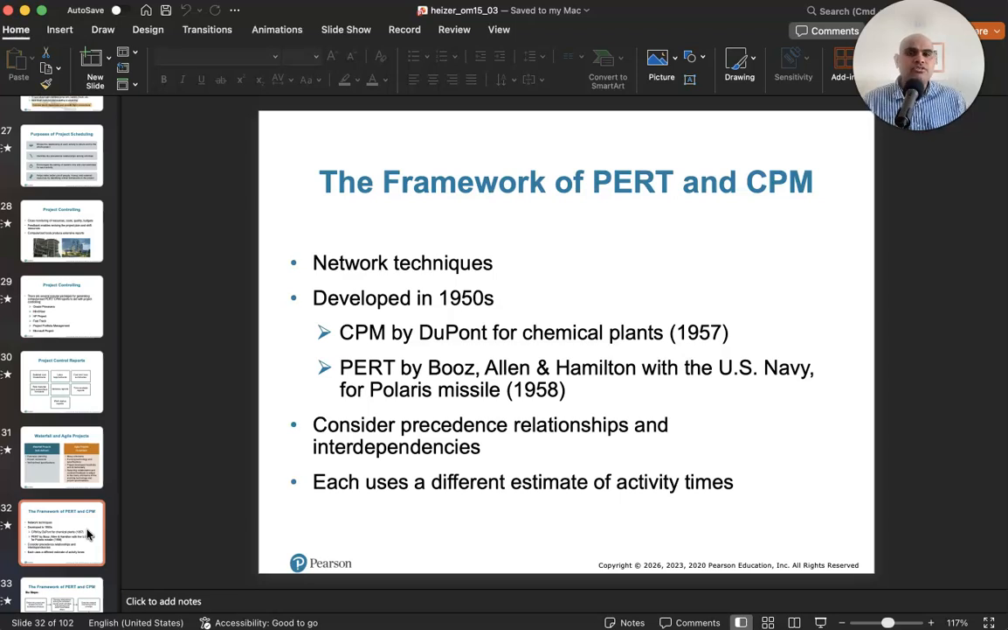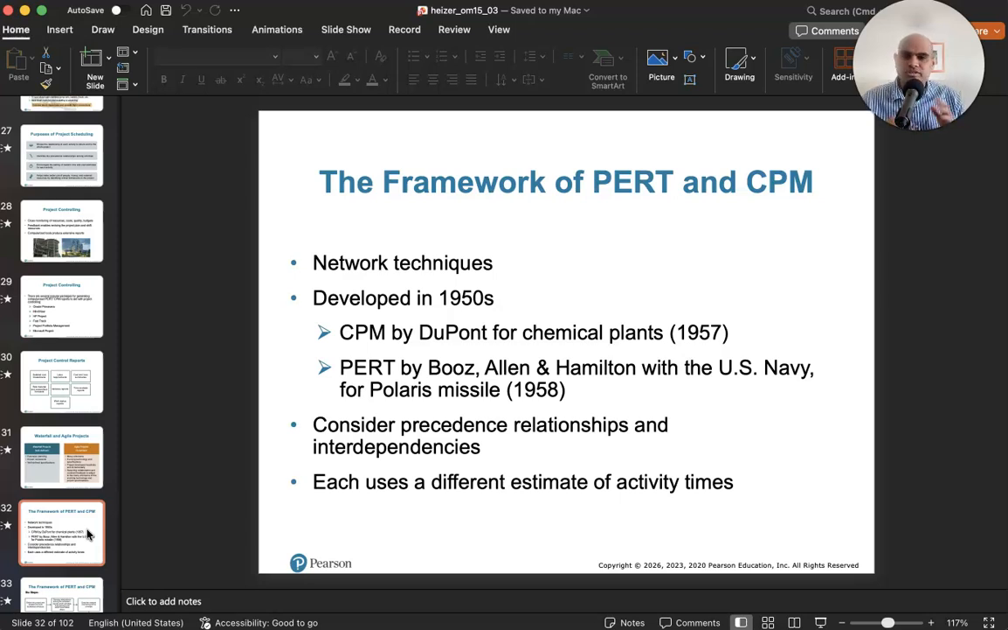And in both of these cases, you consider precedence relationships and you have estimates of activity times, right? The main difference between CPM and PERT is that in the critical path method, you have a single estimate for activity time. So remember, activities are the lowest level of a work breakdown structure. You take your large project, break it up into major groups, then you have subgroups, and you finally have individual activities. Those individual activities are what we're talking about.